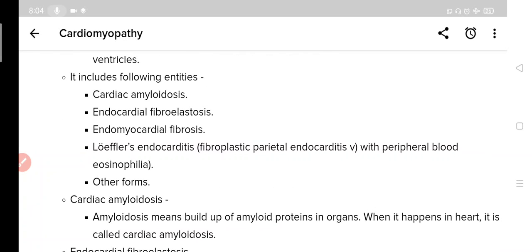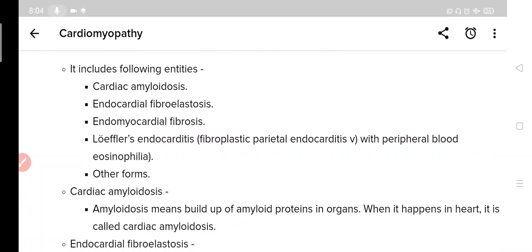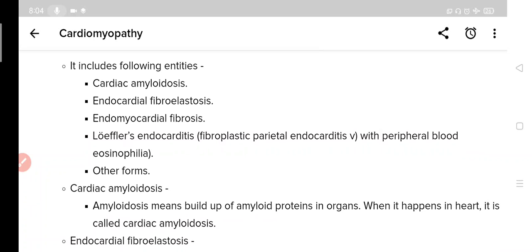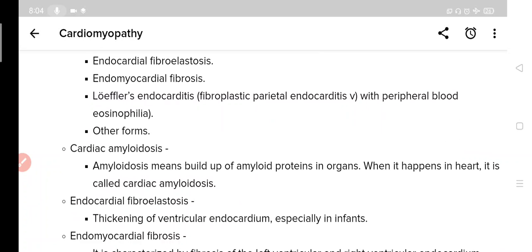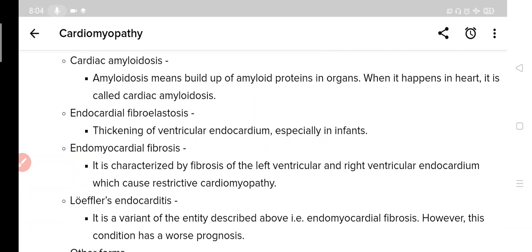And as we have just seen, it includes the following, which we will repeat once again: cardiac amyloidosis, endocardial fibroelastosis, endomyocardial fibrosis, Loeffler's endocarditis and other forms. So we will look at these conditions one by one. First one is cardiac amyloidosis.